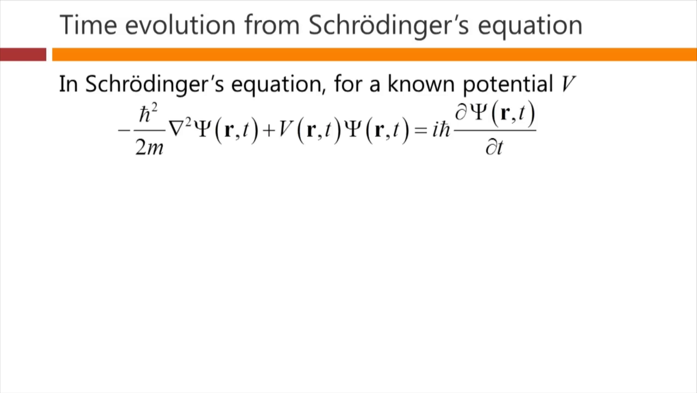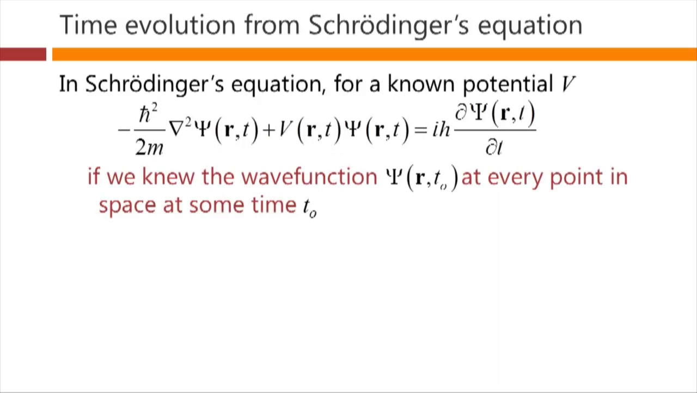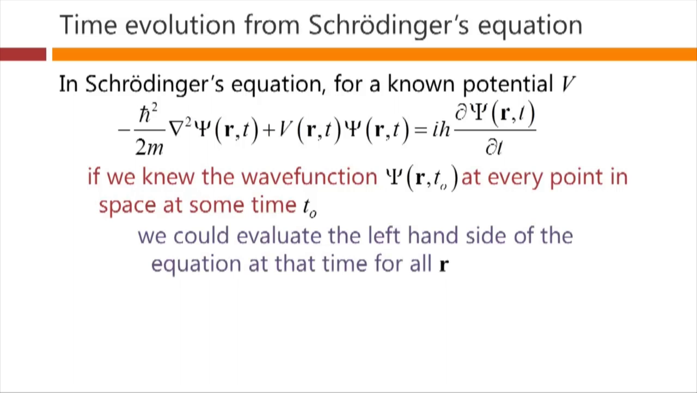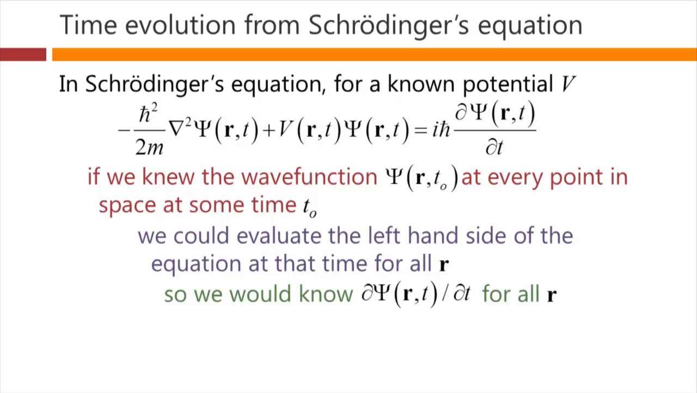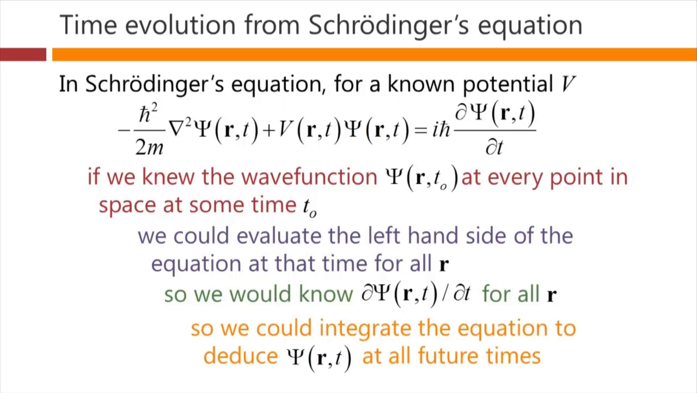So, with Schrödinger's equation, if we have a known potential V of r and t, if we know the wave function psi of r and t naught, that's the wave function at every point in space at a specific time t naught, then we can evaluate this left-hand side at that time for every position. And so we know the time derivative of the wave function at every position. So we could integrate this equation to deduce psi of r and t at all future times.